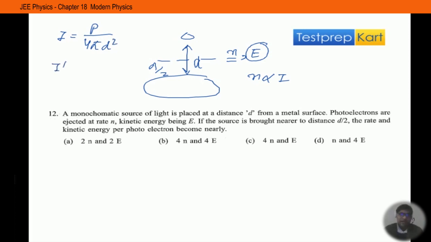Now when we brought it near, I dash is equal to P over 4 pi (d by 2) whole square. It means the new intensity, when we brought the source near, would be 4 times the initial intensity. The number of emitted electrons is proportional to the intensity, so the new rate of electron emission would be 4 times the previous one. So the emission rate would be 4n and the energy would remain the same, that is E, which means option C is correct.